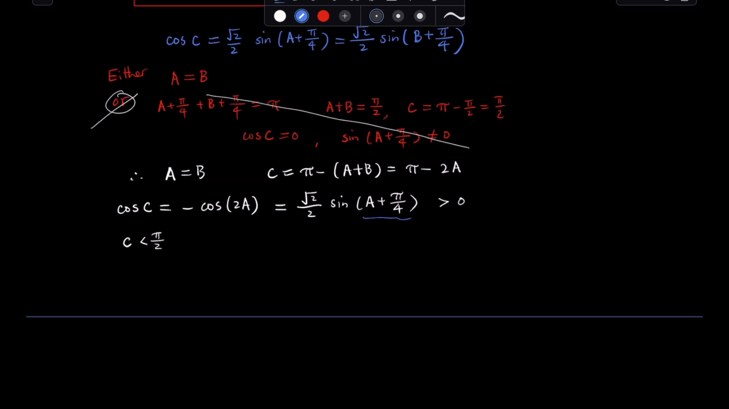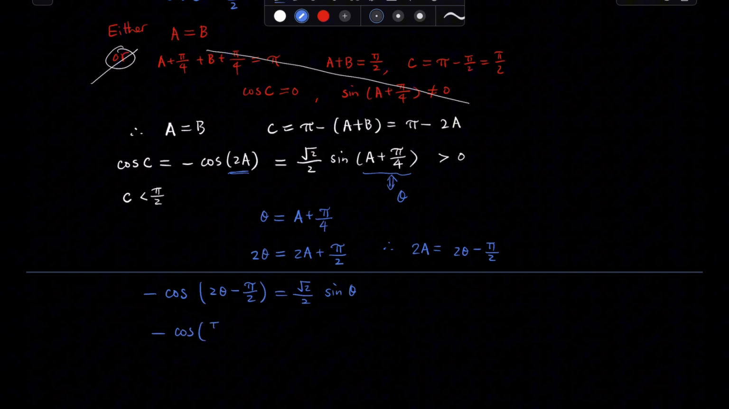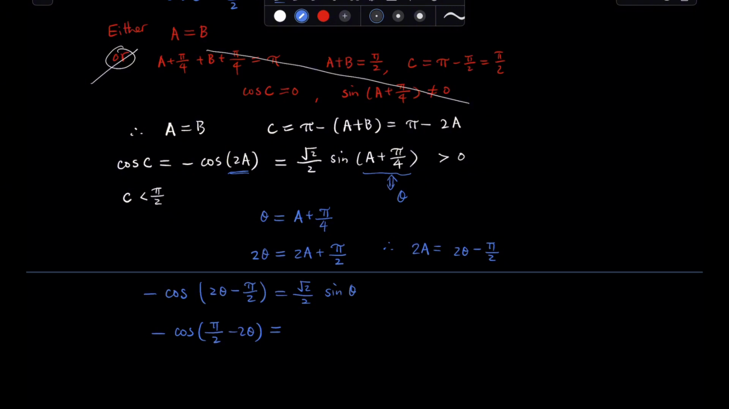We're going to let this quantity be theta. In other words, theta equals A plus pi over 4. What is 2A here? Now 2 theta is equal to 2A plus pi over 2. So in other words, 2A is going to equal 2 theta minus pi over 2. So let's plug in: negative cosine of 2 theta minus pi over 2 is going to equal square root of 2 over 2 sine theta. Negative cosine of pi over 2 minus 2 theta. So this is going to be negative sine 2 theta, equal to square root of 2 over 2 sine theta.